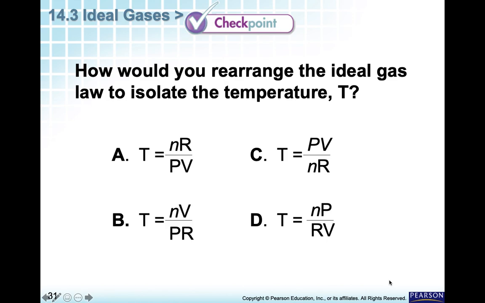So how would you rearrange the ideal gas law to isolate temperature? So remember, PV equals nRT. So looking at this, I know P and V have to be together, so it's either A or C. And since n times R times T equals PV, I think it's going to be C. There we go.